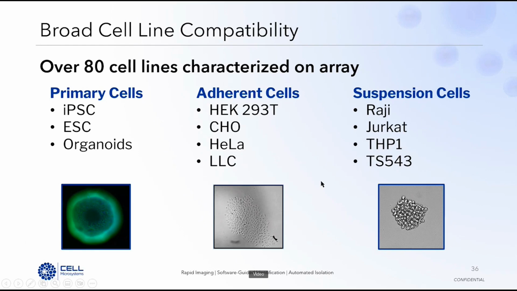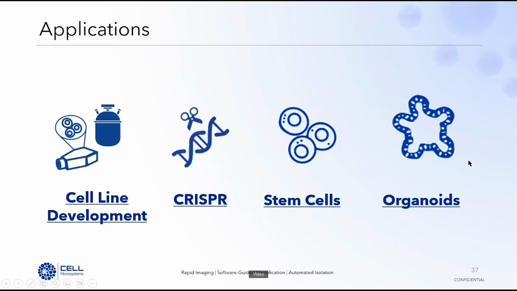Importantly, we've been able to demonstrate broad cell line compatibility with our technology across a wide variety of cell types. In-house, we have currently characterized over 80 different cell lines on the array with equal success. This includes primary cells such as iPSCs, embryonic stem cells, organoids. It includes your typical adherent cells such as 293Ts and CHOs, as well as other adherent cells like some cancer cell lines. And we can also do this with suspension cells as demonstrated in the pharma workflow, including cells such as Rajis and Jurkats.